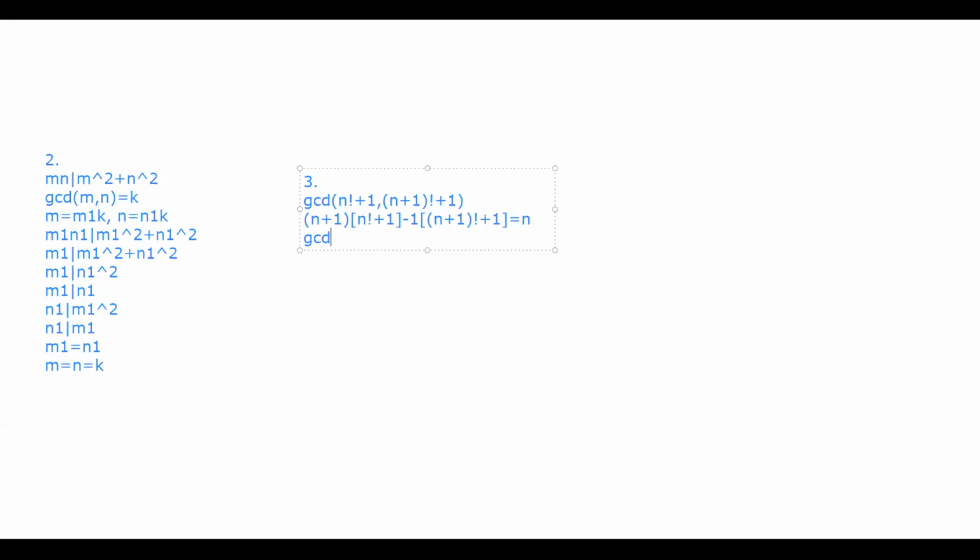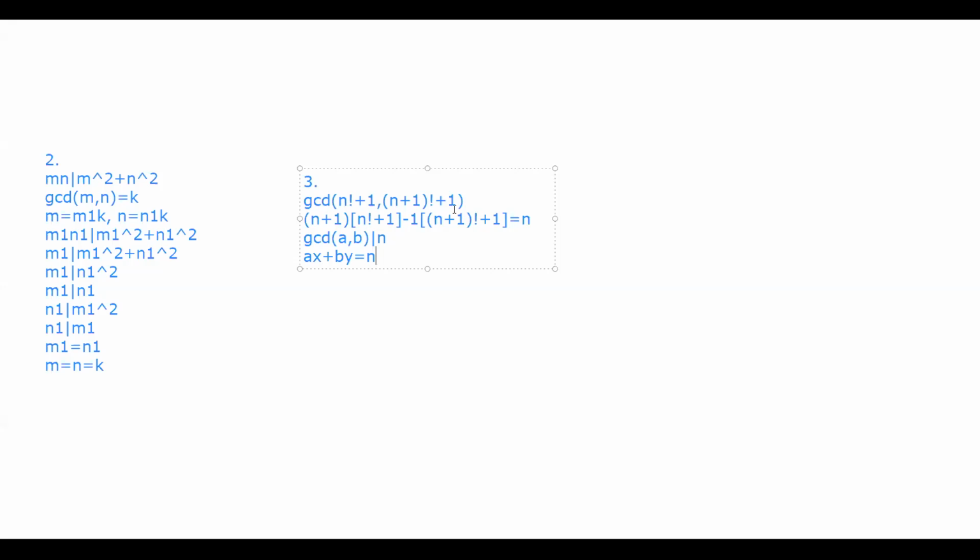So if GCD of A comma B divides n, I want you to show that there exist positive integers x and y so that ax plus by equals n. This is a nice property. It's very easy, so I will not prove this one. I want you to prove it by knowing that Bézout's identity exists.